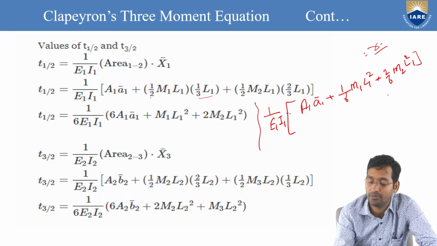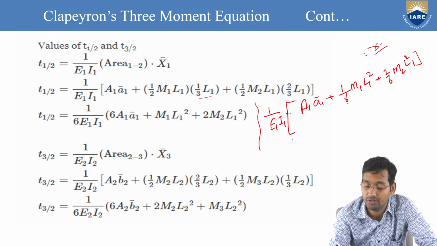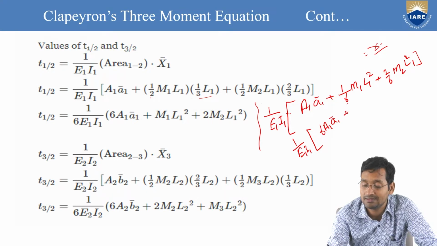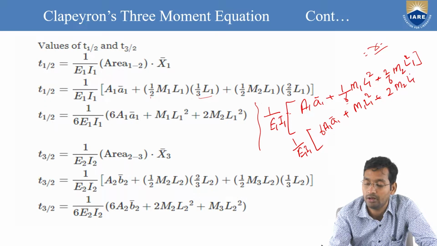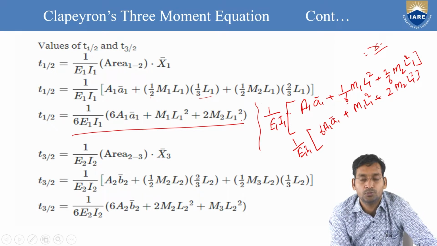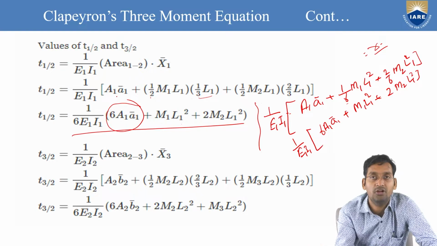Okay, so for that what we will do is multiply by 6 so that this will get cancelled. So now we have 1 by E1 I1, multiplying 6 with each term, so this becomes 6 a1 a bar, plus now this 6 will get cancelled, so m1 l1 square, plus similarly here this will get cancelled, so now this becomes 2 m2 l1 square. So this is here T1 to 2. Now this we know m1 l1, this one, so this is 6 a1 a dash 1.